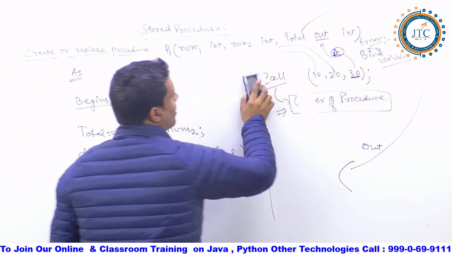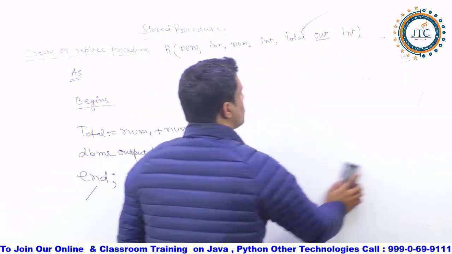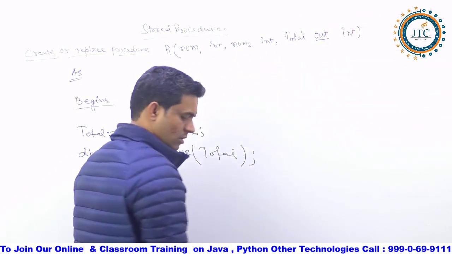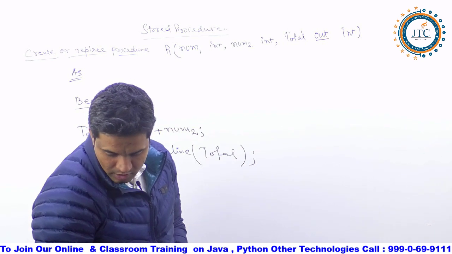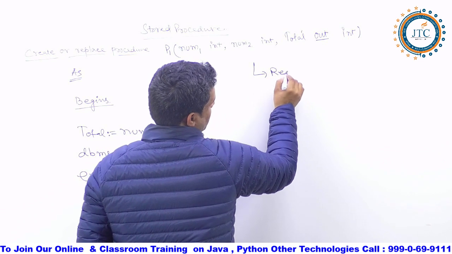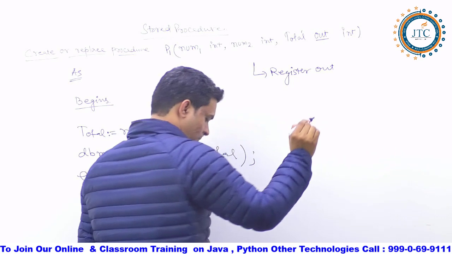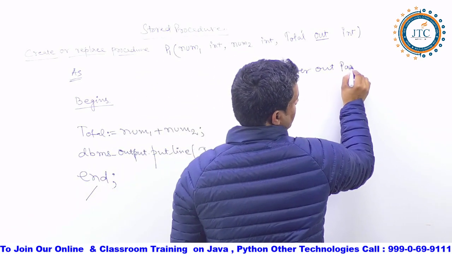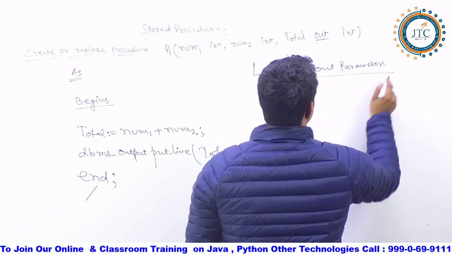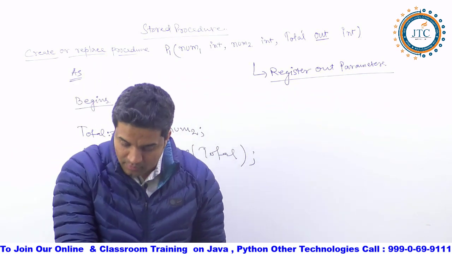The thing is, how do we need to call this? We need to register the out parameter. We need to register this out parameter, which we will talk about when I am writing the JDBC program.